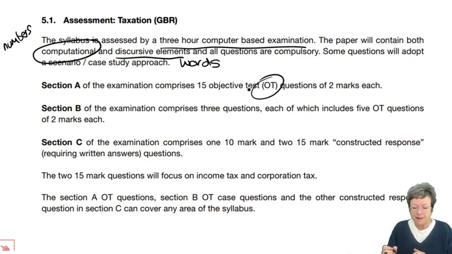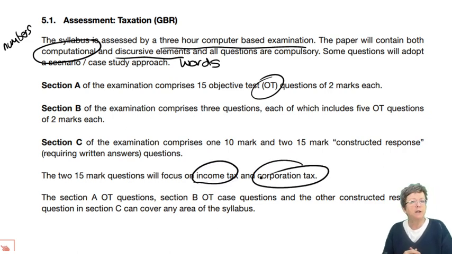Okay, and it says there, these 2, one of them will be income tax, one of them will be corporation tax. They've said that, that's what it is. So I'll let you know what kind of things it could be for income tax, what kind of things it could be for corporation tax.